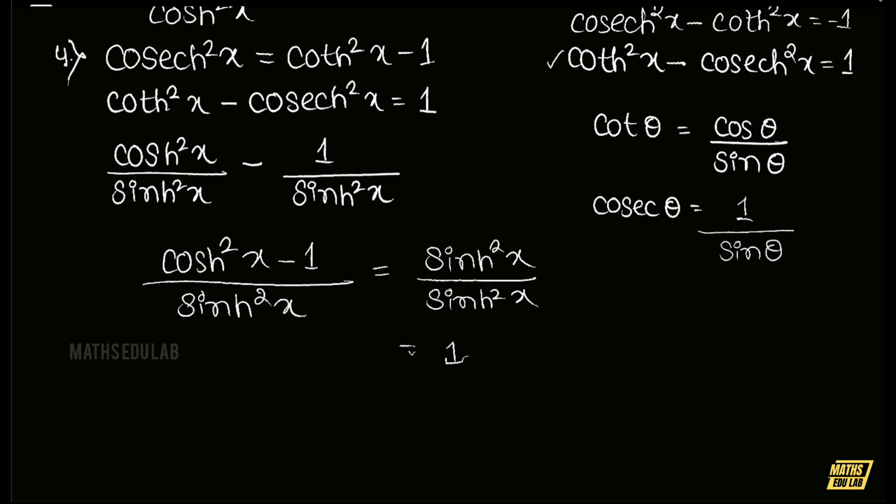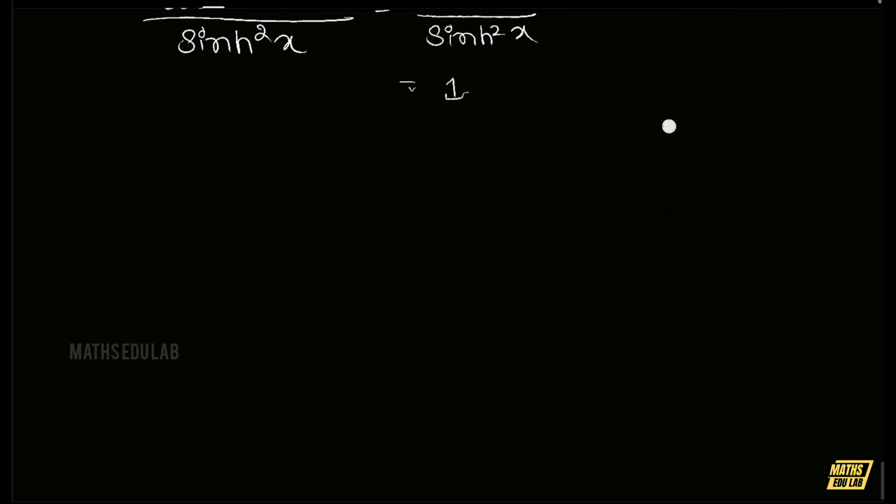Okay, so we got the value. So this is what we have solved. This is the identity of the hyperbolic function. Now we will discuss some more identities of hyperbolic function. Here we go with some more identities.